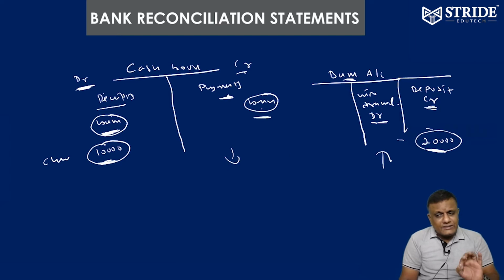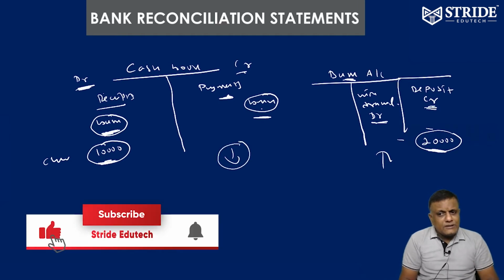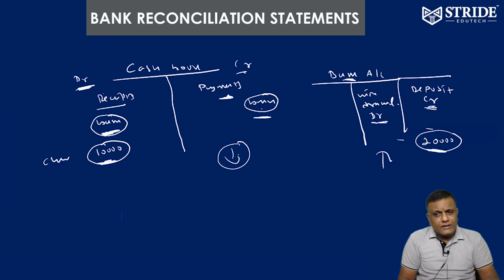Suppose my customer directly deposits 20,000 in my bank account. My passbook increases by 20,000, but my cash book does not reflect it. The amount is still not clear, and so far the intimation has not been given to me as the cashier. So my cash book shows a lower balance and my passbook shows a higher balance.